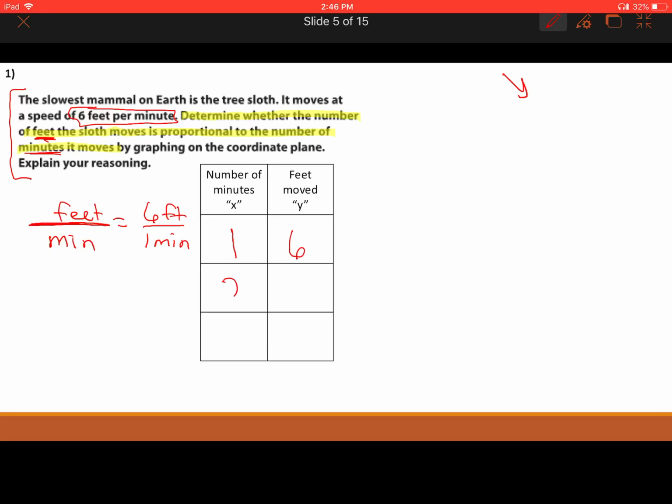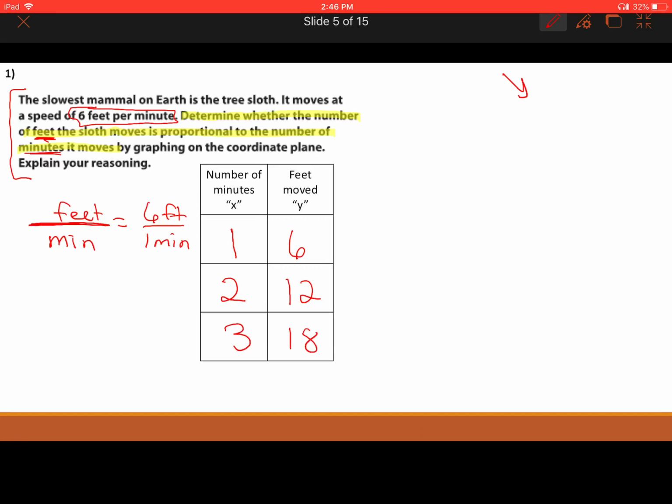All right, well, what about after 2 minutes? Well, after 2 minutes, if this sloth is traveling 6 feet every minute, the sloth will have traveled a total of 12 feet. 6 feet the first minute, an additional 6 feet for the second minute. So after 2 minutes, he will have traveled 12 feet. All right, after 3 minutes, the sloth would have traveled 18 feet.